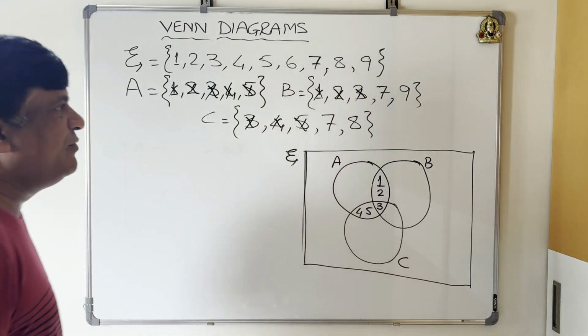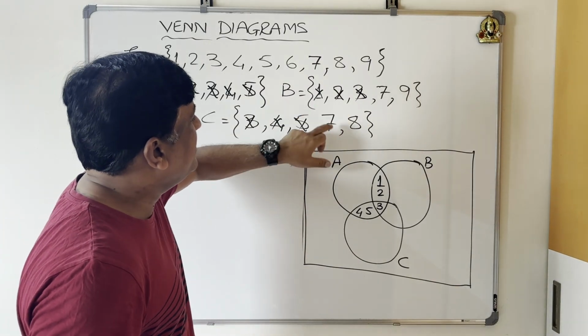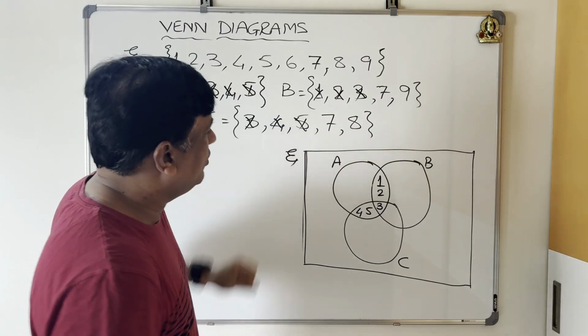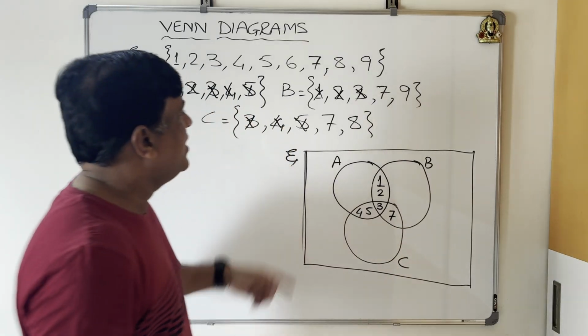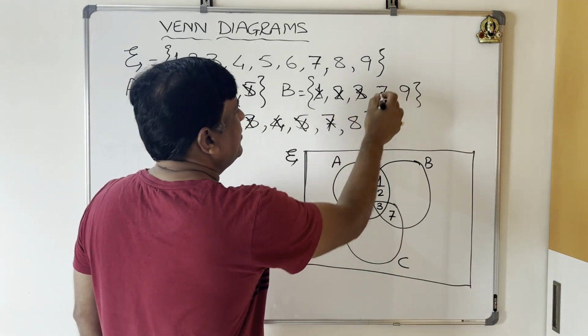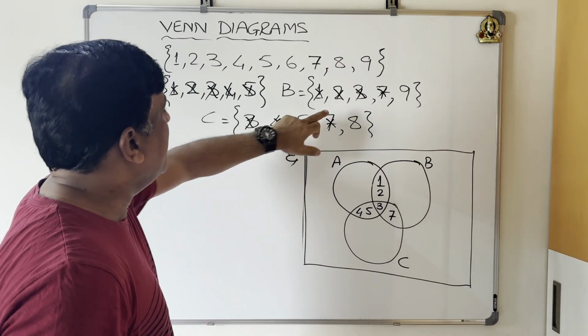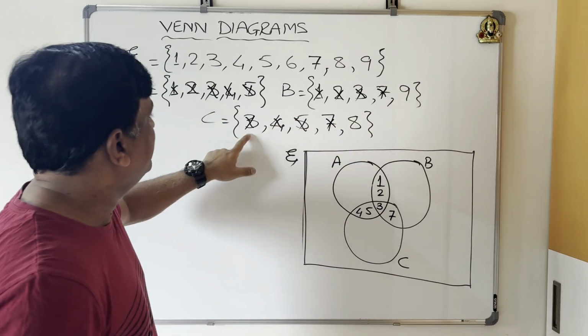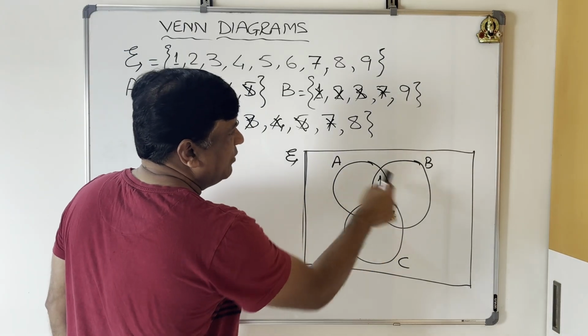Good. Should we move forward? Now what is common between B and C? B and C have a common element called 7 over here. So should I put it? Now look at it. If I cross 7 over here, what was common between B and C? 3, 7. So I have included 3, 7. If you look at it, it's included over here.